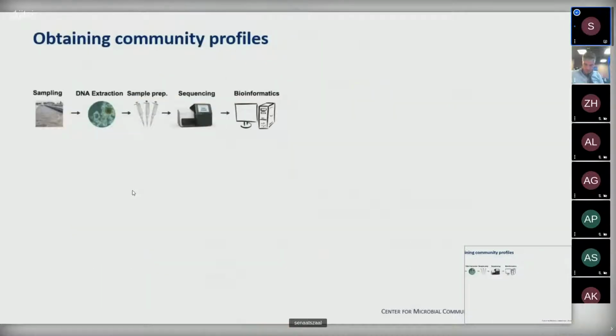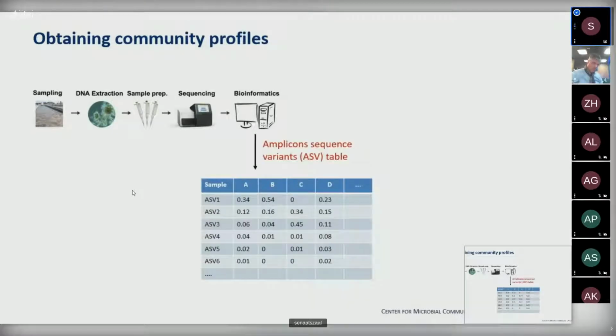I would like to go a little into detail on how we obtain community profiles. So the thing that we do is we take a sample, we extract the DNA from this sample, and then we prepare it for sequencing, and then we do some bioinformatics. The first part of the bioinformatics is we create these amplicon sequence variants, and we create a table based on these amplicon sequence variants, which shows us how abundant different amplicon sequence variants are in different samples in terms of relative abundance. This is called the ASV table, as you see here.